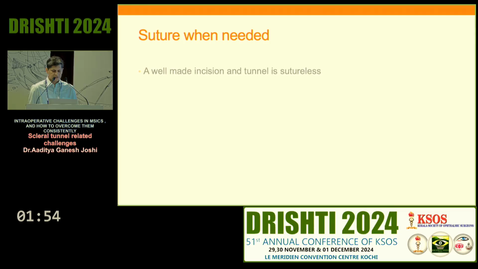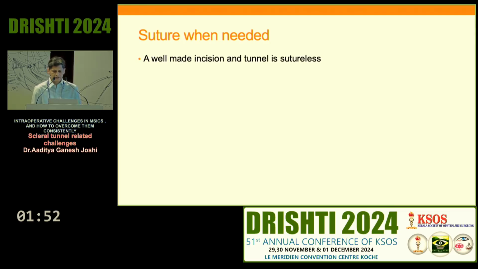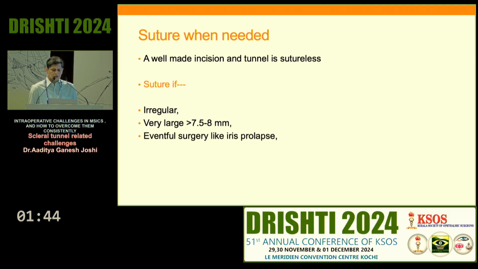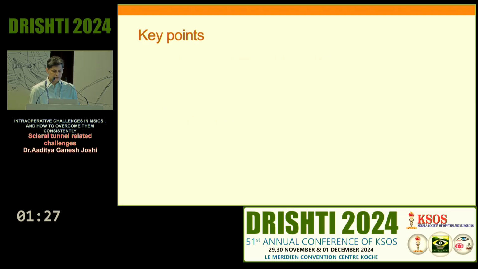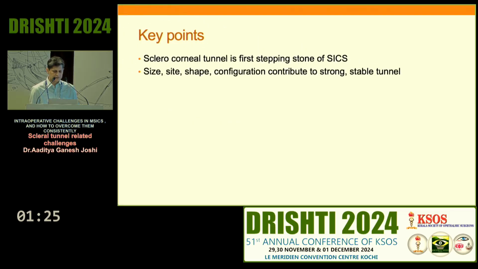These incisions are usually sutureless, but we will have to suture them if they are quite irregular or if those incisions are quite large. If we have any eventful surgery like iris prolapse or premature entry, if anterior vitrectomy was required, or there is a Descemet membrane detachment where gas is to be injected into the anterior chamber, or if the patient is one-eyed, we should also be suturing these tunnels.